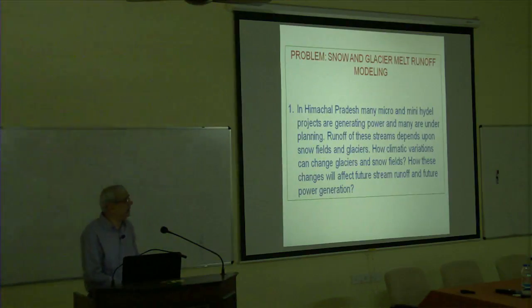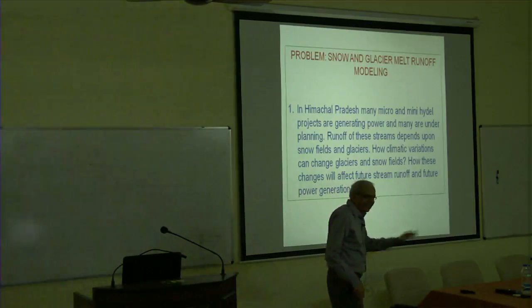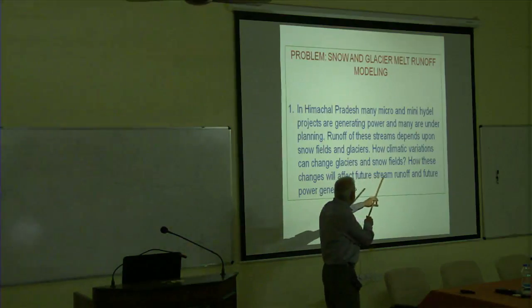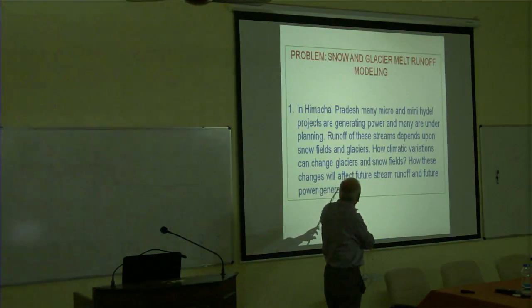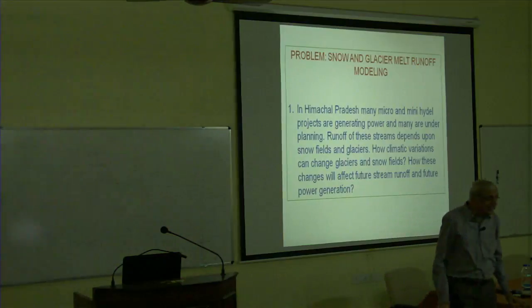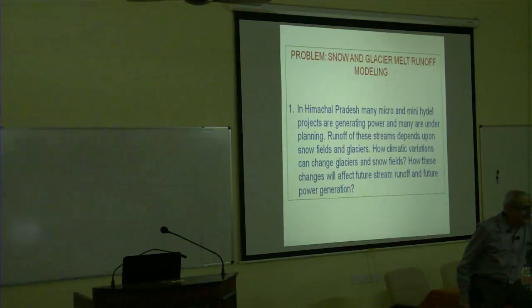And then of course this problem I asked myself, not that the state government was interested in it, but my problem is how climatic variation can change glaciers, snowfields, and how these changes will affect future stream runoff and future generation. Because scientists can only be inspired if there is a science. We are not interested in solving commercial issues. We should do that, but it doesn't give you a kick to do it.